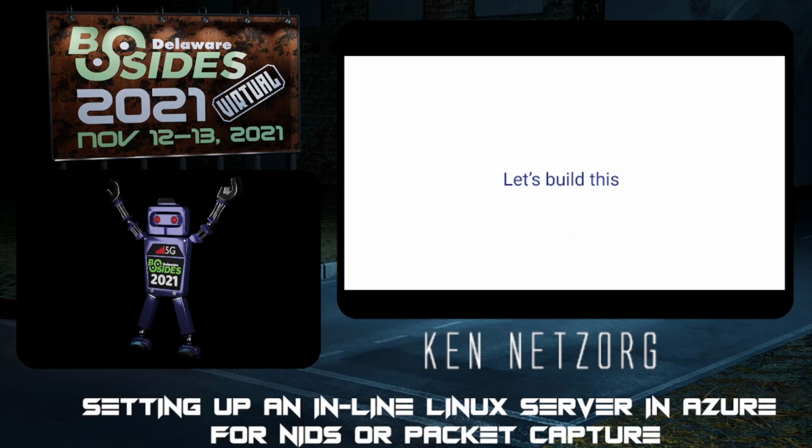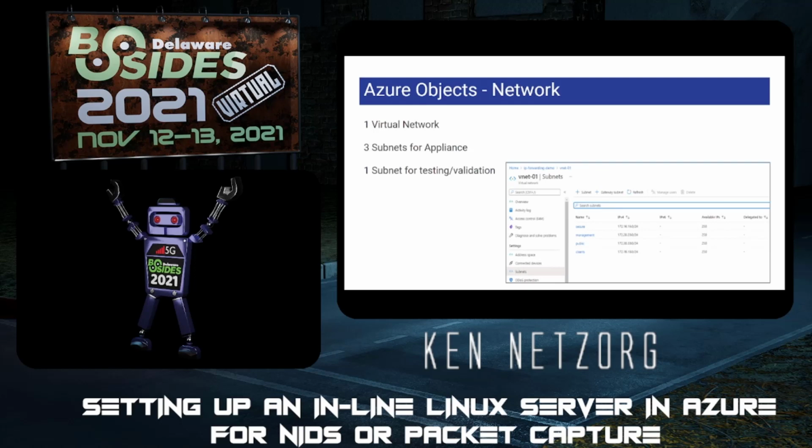So let's get busy and build this. First off, I designed this with one virtual network split into 3 subnets for the appliances I mentioned: one for the secure, management, and public IPs, and then a client IP used to get to the device in order to manage the operating system initially, as well as generate some traffic so we could see it.